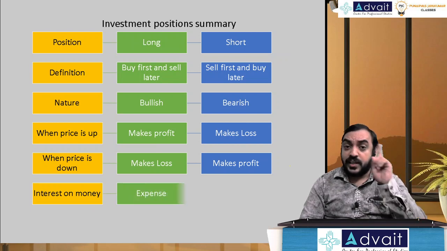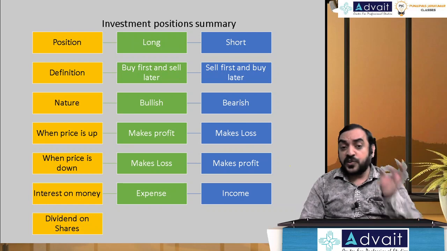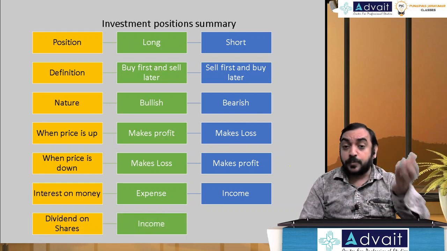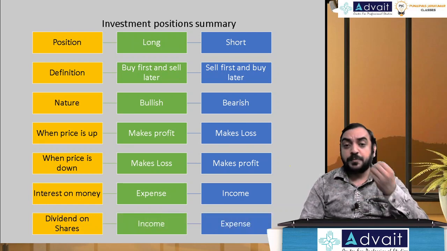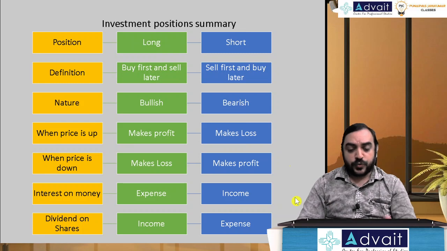Interest on money in long position is expense, in short position is income. Dividend on shares in long position is income, but in short position it is a payment, it is expense. So please, you can take a picture of this just for your reference, or you can copy it down as is comfortable to you.